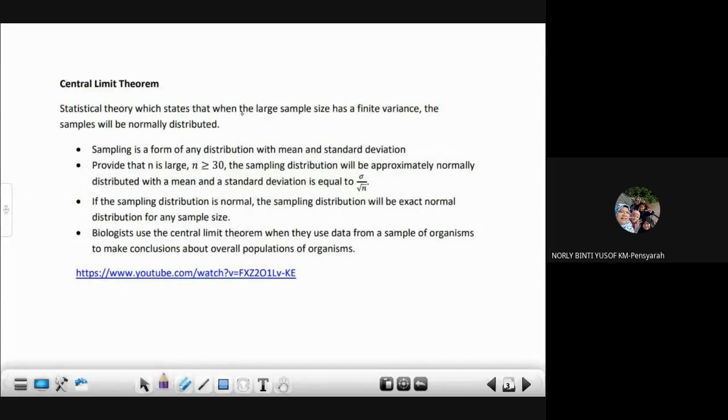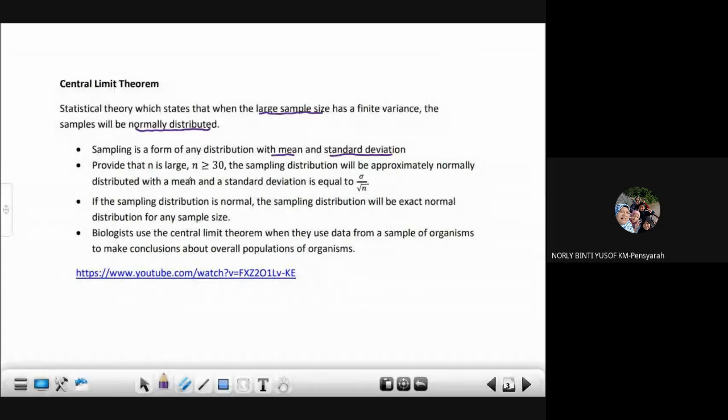Okay, and then statistical theory says that if we have a larger sample size, we have a finite variance. So our sample will be normally distributed. So for example, if we take a sampling, we have a mean and a standard deviation.